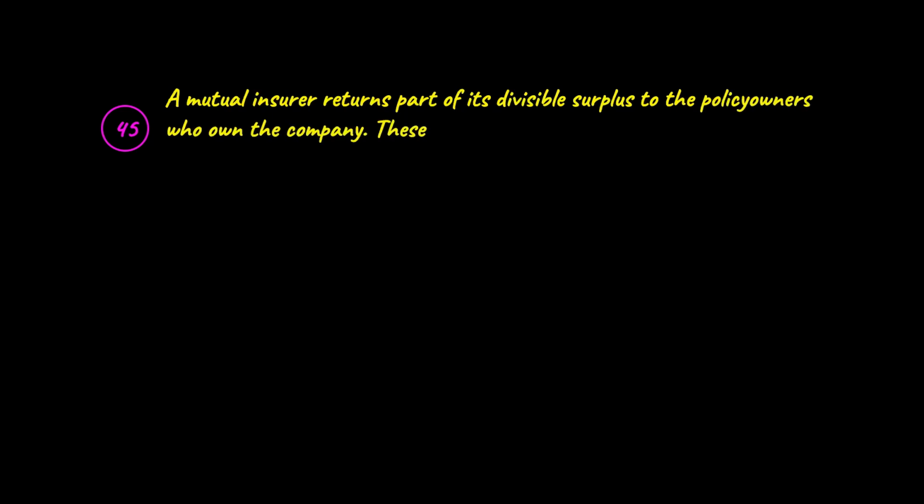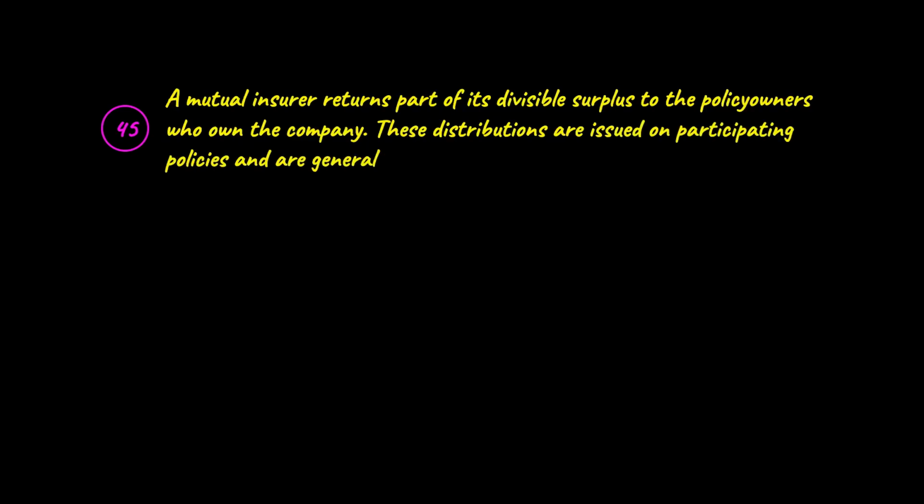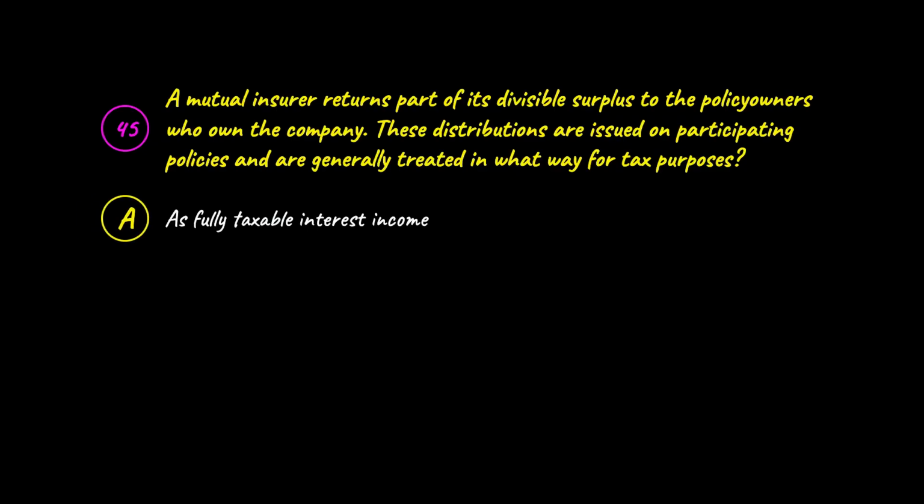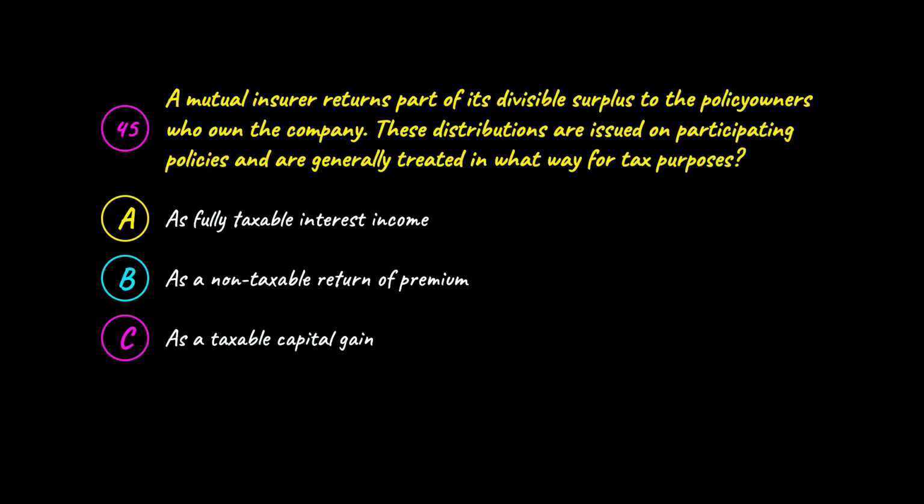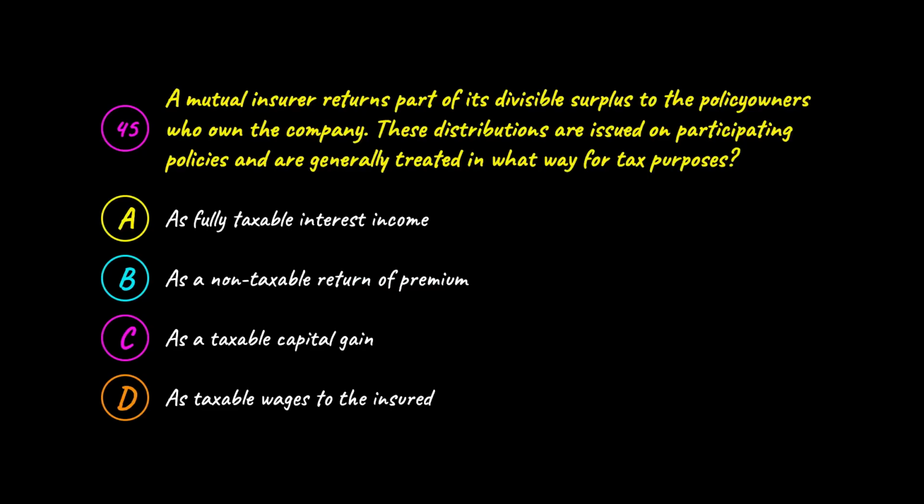Question 45. A mutual insurer returns part of its divisible surplus to the policy owners who own the company. These distributions are issued on participating policies and are generally treated in what way for tax purposes? Your options are A. As fully taxable interest income, B. As a non-taxable return of premium, C. As a taxable capital gain, D. As taxable wages to the insured. Pick one. Trust your gut. Here's your chance to test yourself.